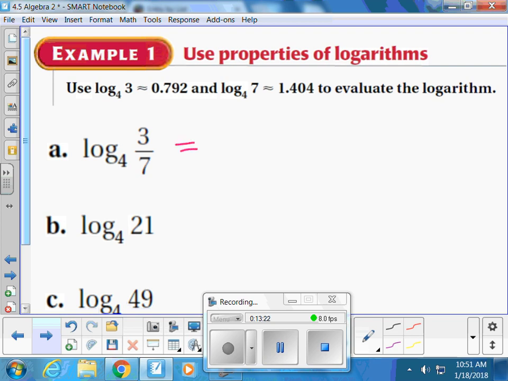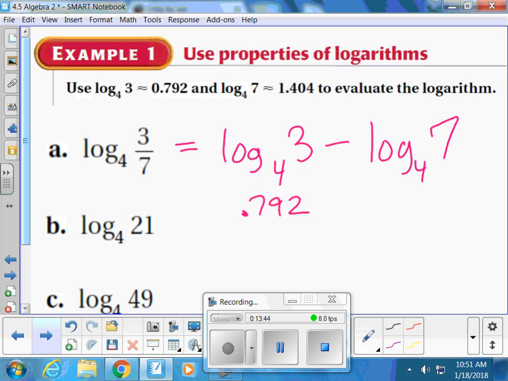Since this is division, I'm going to expand it into 2 separate logarithms with a minus sign between them. Does that make sense? So just like we did condensing, you can also do expanding. And now, if you notice, we know the value of log base 4 of 3. It's 0.792, so we can substitute that in. And we know the value of log base 4 of 7 is 1.404. We can substitute that in, and you can just subtract those numbers and you'll have it.